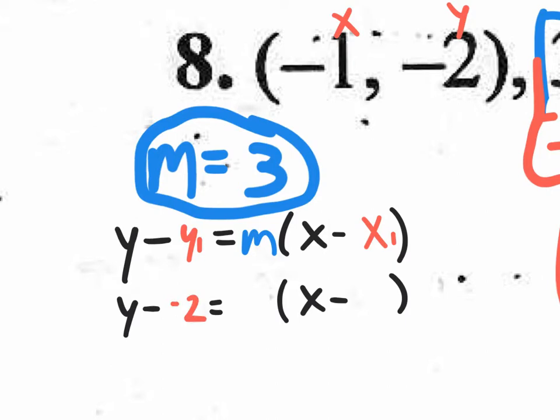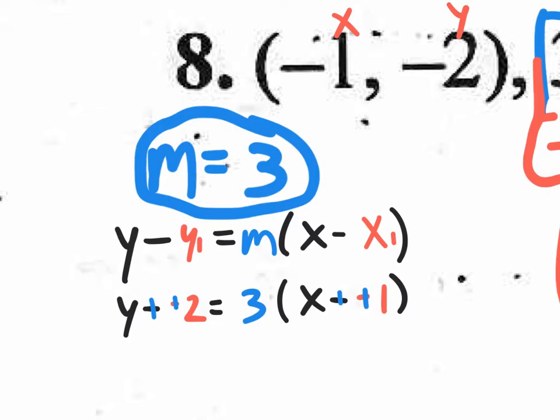The m we just found out was 3, knowing that it was parallel to the other one. And then the x1 value is negative 1. So this is our point slope form equation. Just change the minus minus to plus plus. And we still need to change it to slope-intercept form.